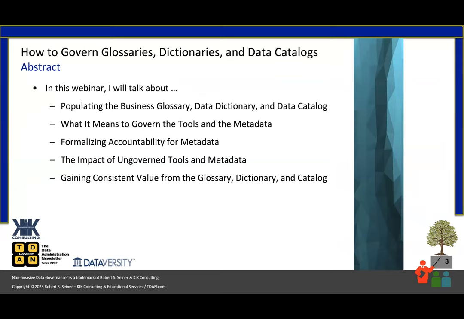So what we're going to talk about today, I've broken it into five categories. We're going to talk specifically about how to govern the glossaries, how to govern the dictionaries and the data catalogs. I've broken it into these topics because I think it's a really logical and well-ordered way to start talking about this subject.